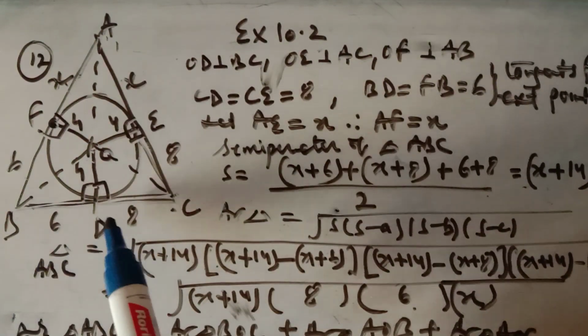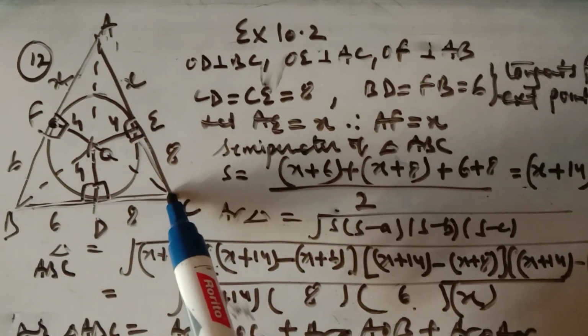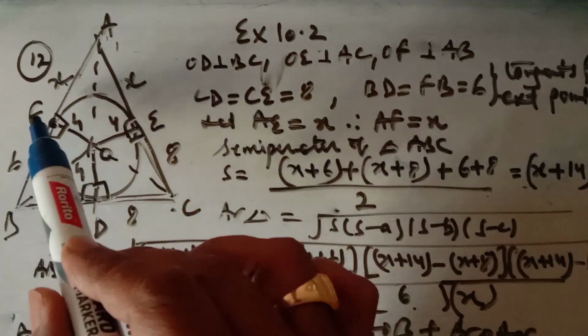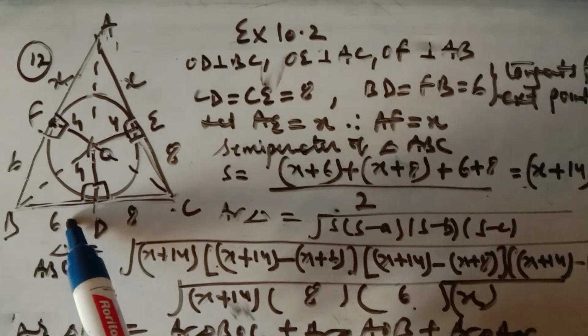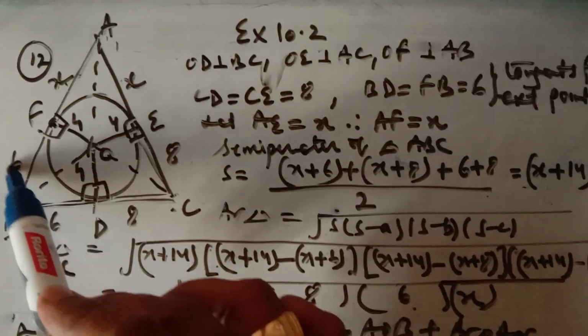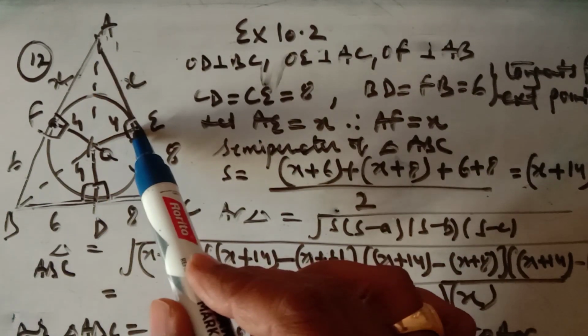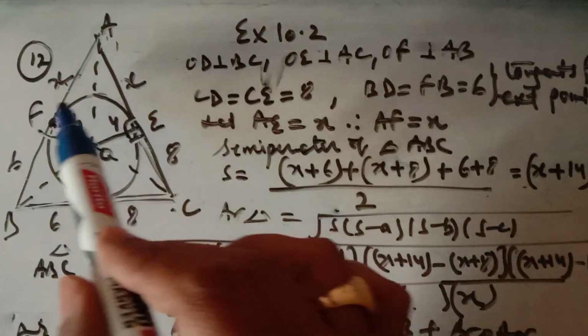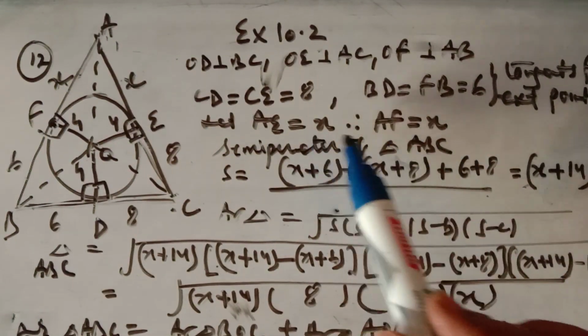Now we know that DC is equal to CE because tangents from the same external point to a circle are of equal length. BD is equal to BF, external point to a circle are of equal length. So this is equal to this, both are equal to 6, and I have let AE is equal to x, then therefore AF is also equal to x. This is the basics you have to do in the beginning of this.